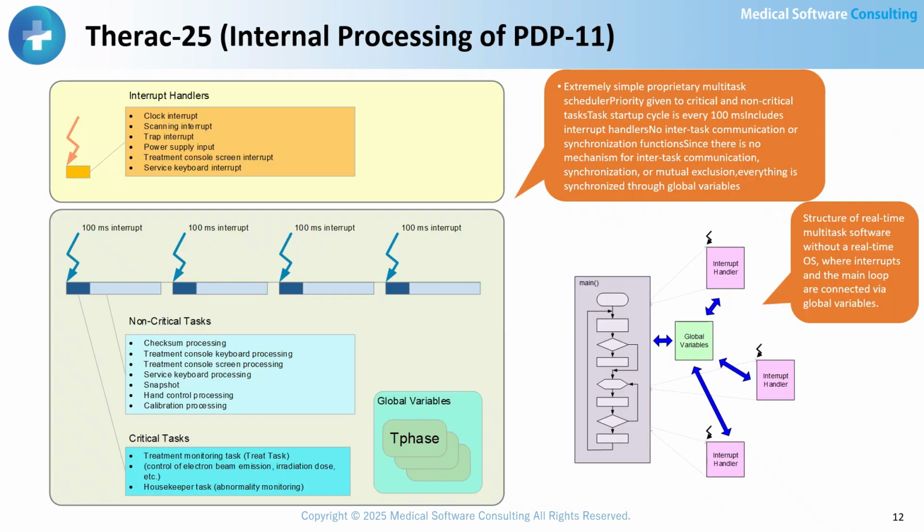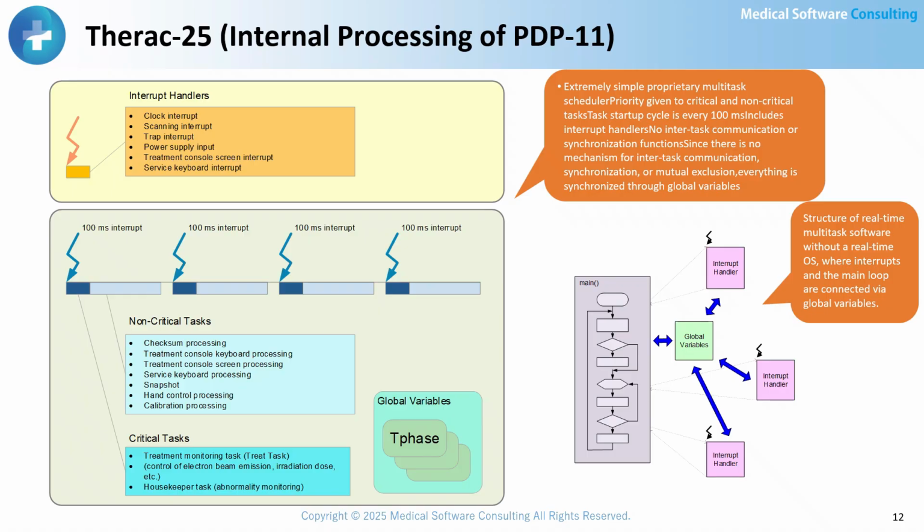Here, we will examine the internal processing of the Therac 25 software, as reconstructed from the paper by Leveson and Turner. In the 1970s and 1980s, when the Therac series was developed, real-time operating systems were not yet widely available. Instead, the Therac 25 relied on a custom-built lightweight scheduler. The Therac 25 needed to handle multiple processes in real time, such as accepting input from the keyboard, generating electron beams, and controlling mechanical components.